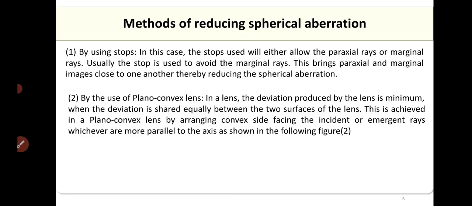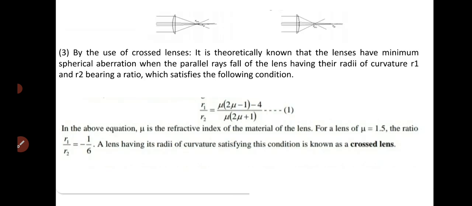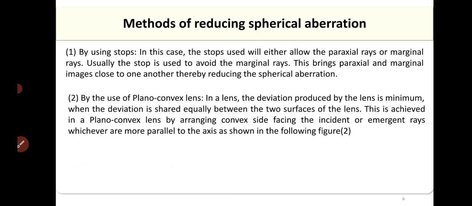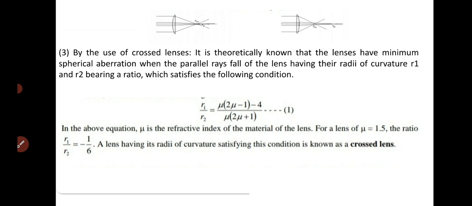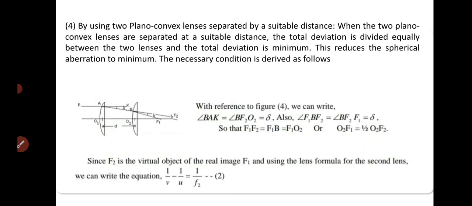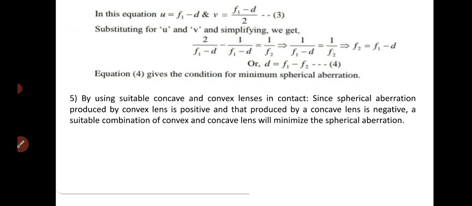Methods of reducing spherical aberration. What methods are used to reduce the spherical aberration? There are 5 methods used here. First one is by using the stop. Second is by use of the plano-convex lens. Third is by the use of crossed lenses. Fourth is by using 2 plano-convex lenses separated by a suitable distance. Fifth is by using suitable concave and convex lenses in contact with each other. Here we discuss them one by one.